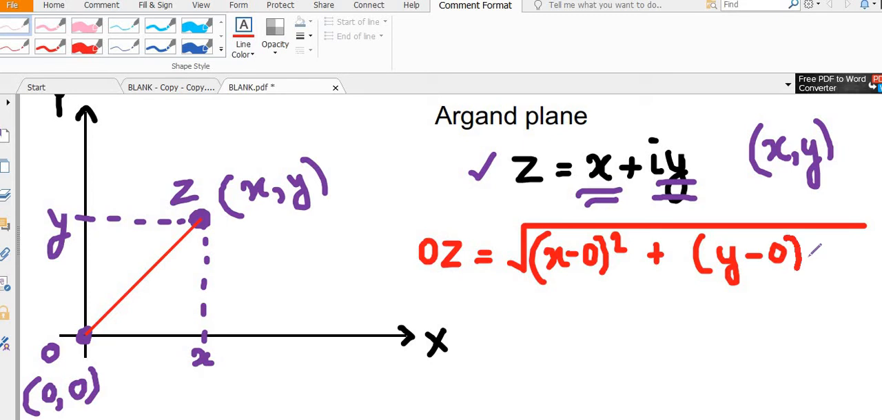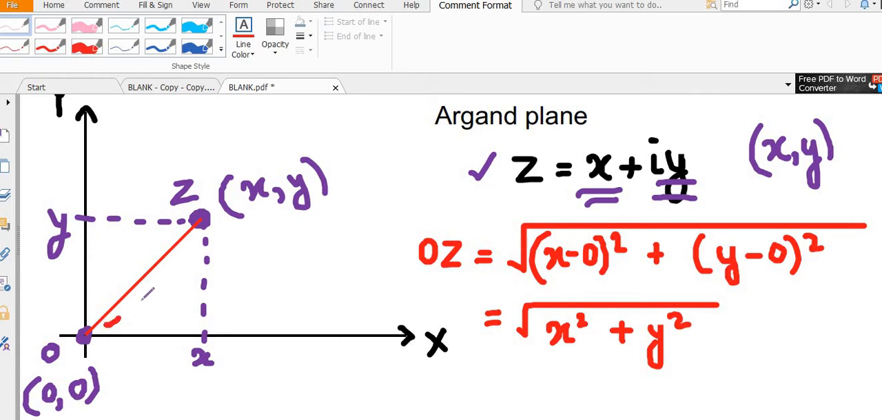This is the distance between the point O, which is the origin of the Argand plane, and the point Z, which is my representation of the complex number Z. So how can I simplify it? It will become square root of x squared, because it's x minus 0, so it might as well be written as x squared. So we have x squared plus y squared. So this distance OZ is measured by root over of x squared plus y squared.